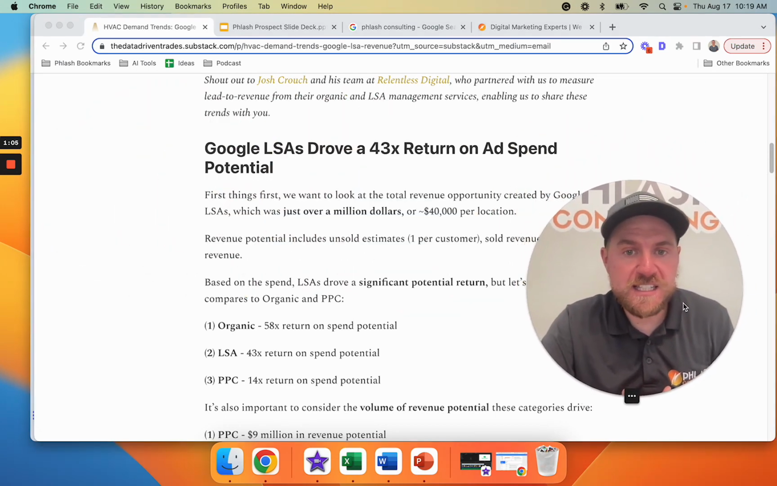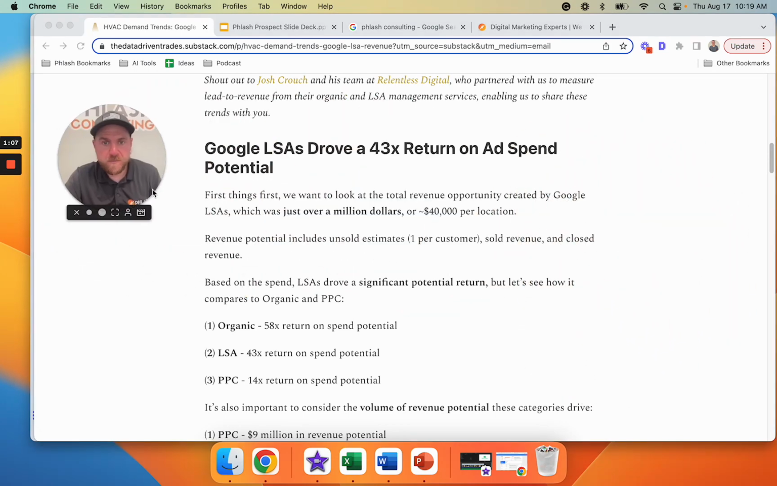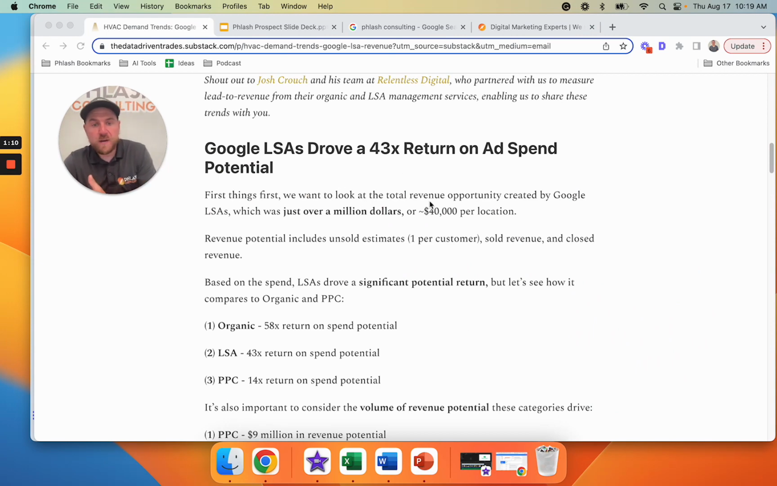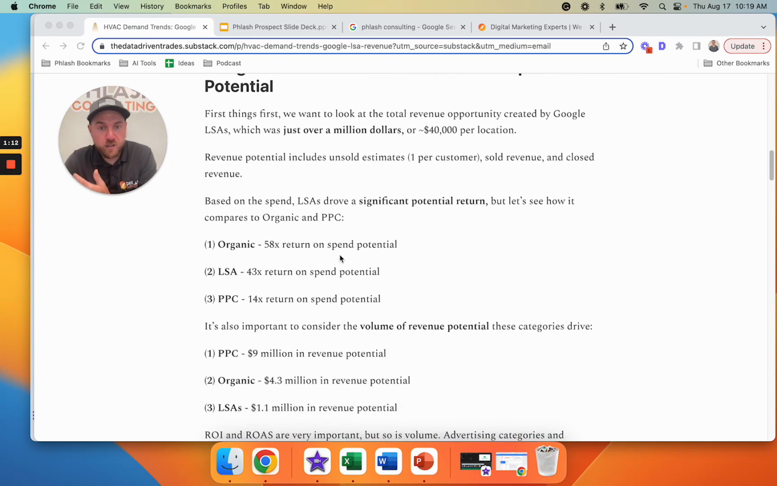So for Google local service ads, when we look at the potential revenue, so return on spend potential, organic is always going to be, in my opinion, number one, where it's 58 times whatever you spent on organic, which could be if you're doing local SEO, offsite SEO, onsite SEO, content creation, that kind of stuff, if you're paying for that. Basically what this is saying is that from the spend on organic, it's a 58x return on the potential revenue for the business. Google local service ads, 43x, pay-per-click, 14x.